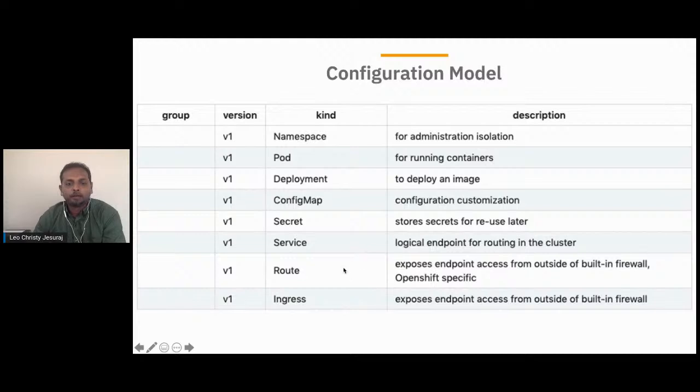And there's also ingress and route for exposing your application outside the cluster. So think of it as a proxy, right? So these are some of the core Kubernetes resources.